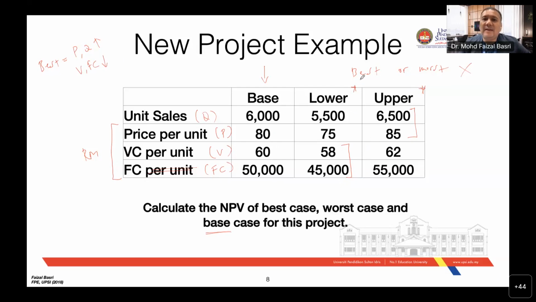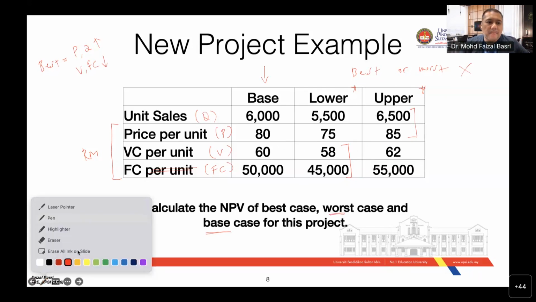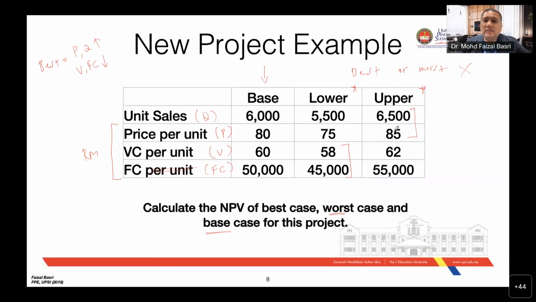So we have to use the assumption I mentioned in the previous slide. So to calculate the best case scenario, we're going to use price and quantity for upper bound. Both costs will be lower bound. And again, vice versa lah for worst case scenario. For worst case scenario, saya guna yellow. So we're gonna assume that the Q and P ni will be lower bound.